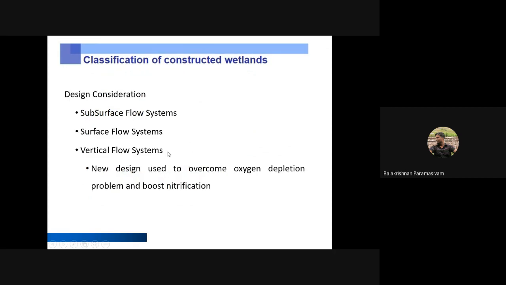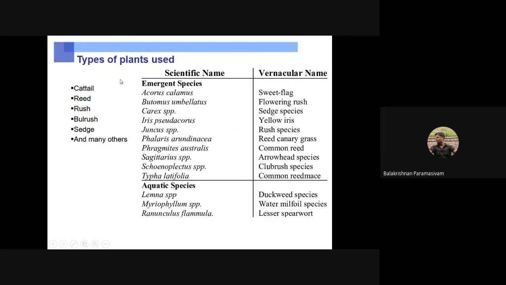Compared to all these, vertical flow will have oxygen depletion problems and boost nitrification. So we'll see. These are the types of plants suggested by the ministry. These plants can be used for the constructed wetland operation. Some of these are aquatic species, and there are emergent species also. So we can use any of the systems.